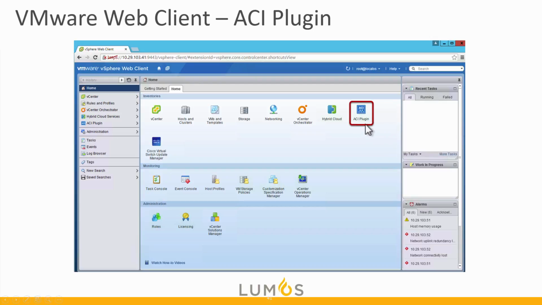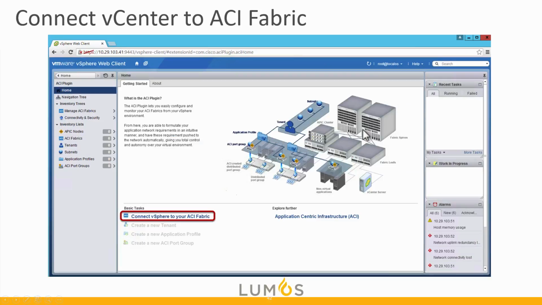Once we do, we see it show up here, and we can click on that. When we click on it, we see that a number of things are grayed out. We have 0 of a lot of things in the inventory. We have no APIC nodes, no ACI fabrics discovered, no tenants, subnets, application network profiles, or just called application profiles, or port groups, what ACI calls endpoint groups, EPGs.